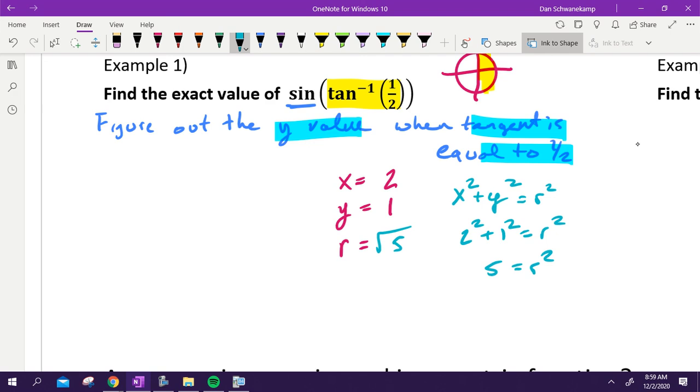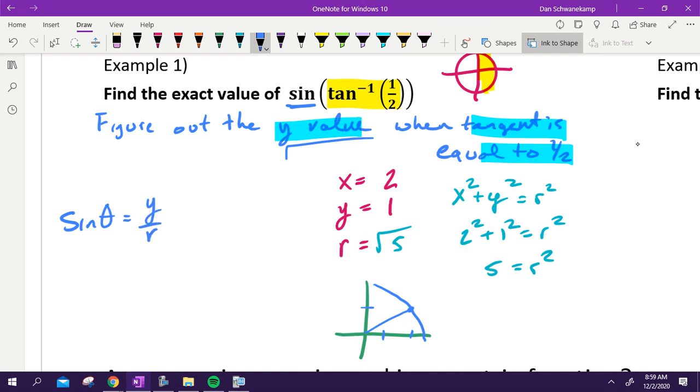So the question was, figure out the y value when tangent is equal to 1/2. Basically what we are deciding here is the angle. My x is 2, my y is 1. It's this spot right here. That's the place on the unit circle, or on this circle that we're describing. That's the angle. This r is radical 5. All I want to know is the y value. I want to do sine of that angle. Well, what am I going to do to figure out sine?